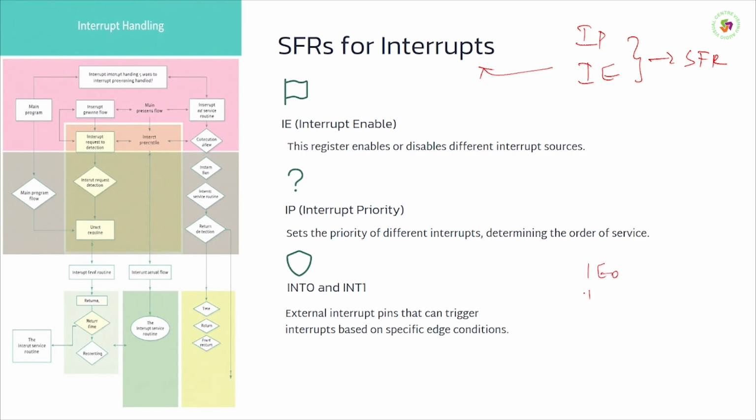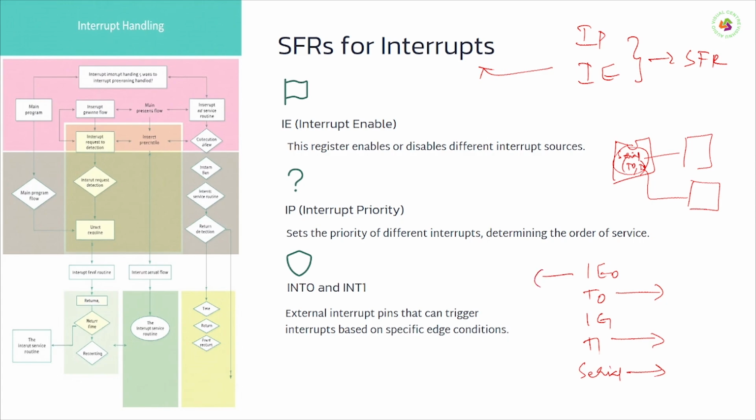External interrupt 0, timer 0 overflow interrupt, external interrupt 1, timer 1 interrupt, and the serial communication interrupt. This is the priority order. So, when the 8051 is externally connected to multiple devices, internally timers are there and a UART serial communication circuit is there. Internally we have 3 interrupts. External interrupt 0 and external interrupt 1 are external interrupts coming from external devices.